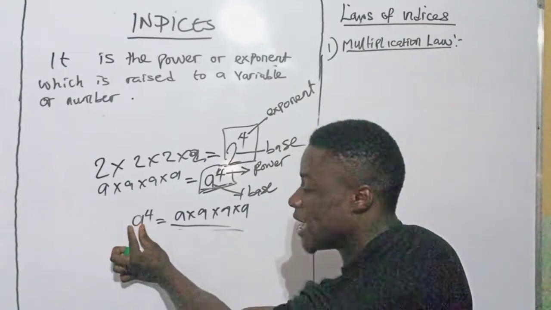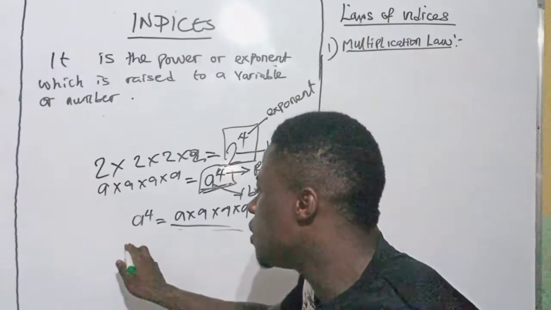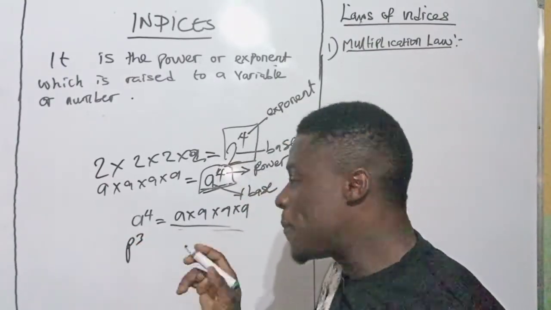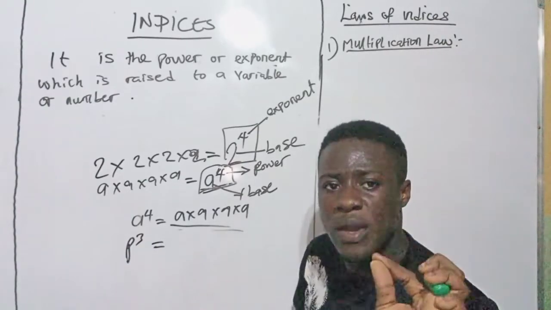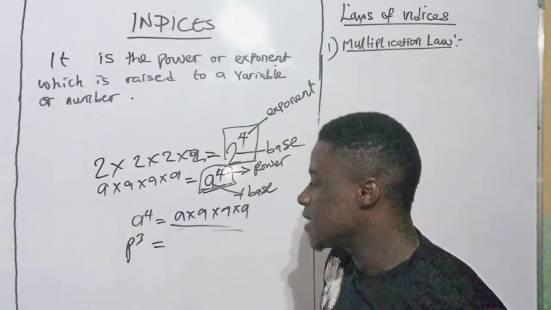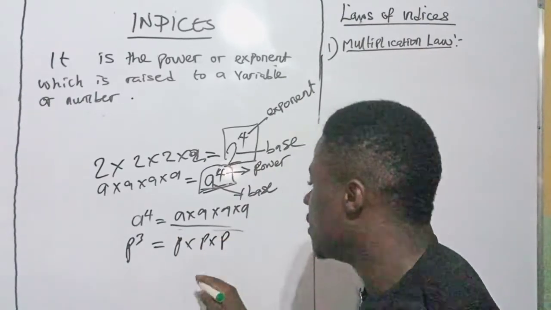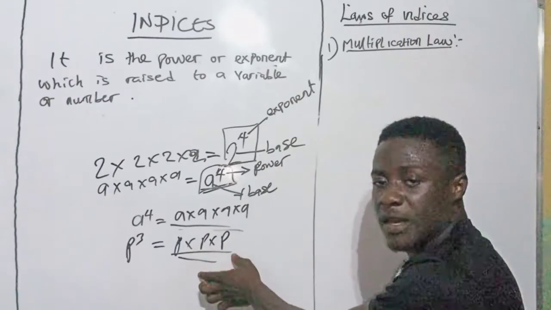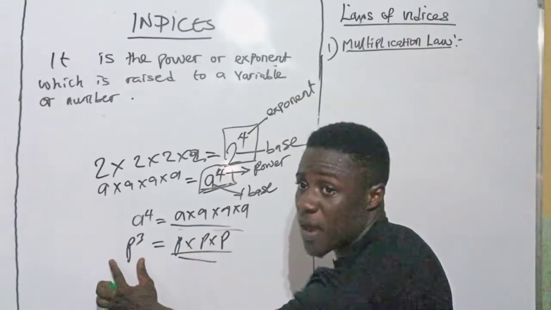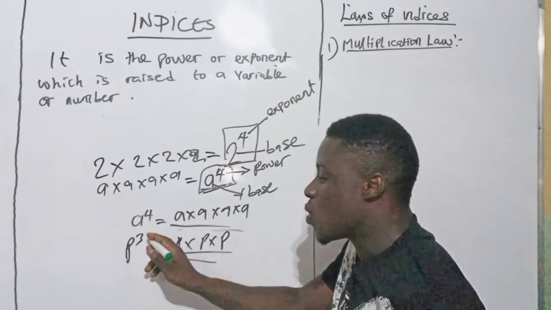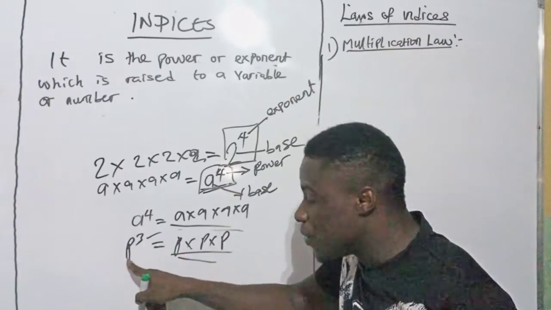Then compressing it here is in its index form. Again, if I have P raised to power 3, P raised to power 3 simply means expressing the product of P's 3 times. This implies P times P times P. It is in its product form here. Then when we compress it in terms of index form, I'll have P raised to power 3. So in P raised to power 3, we have the 3 here as the power, then P is the base.